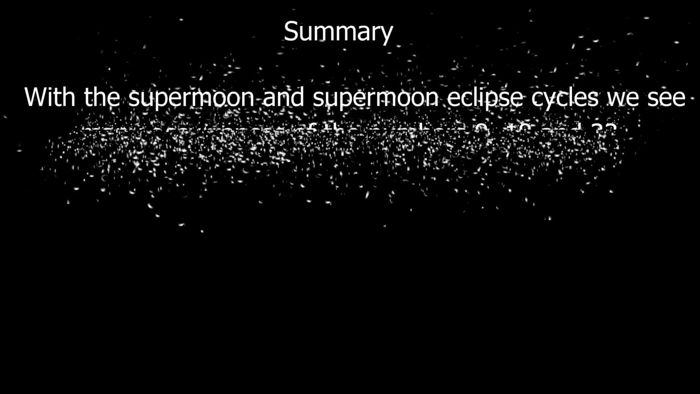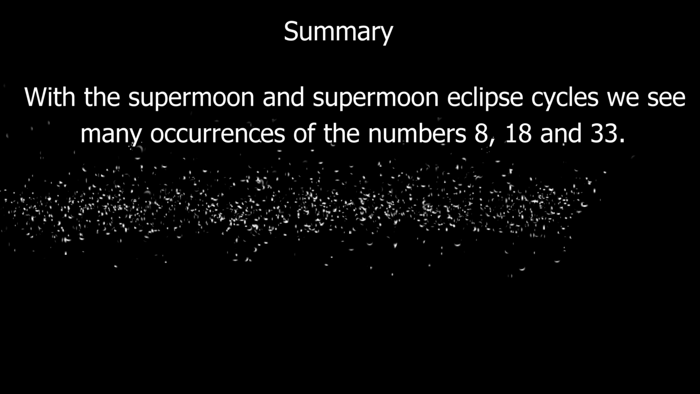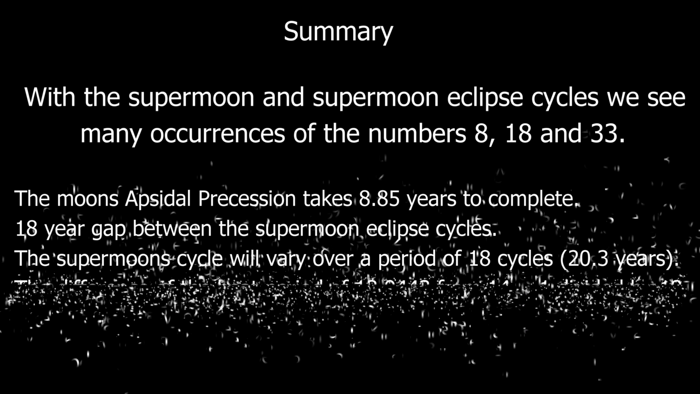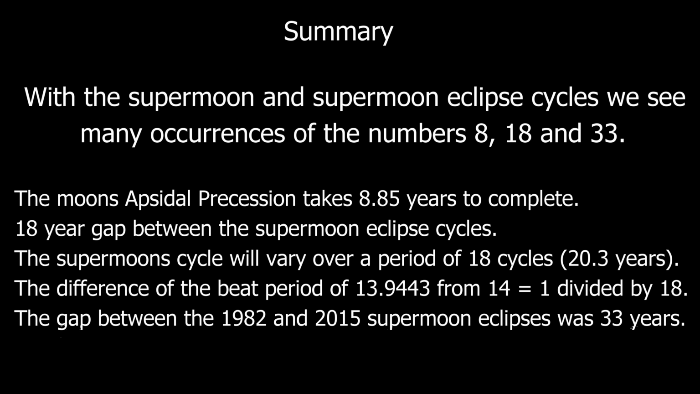The Moon's apsidal precession takes 8.85 years to complete. 18-year gap between the supermoon eclipse cycles. The supermoon's cycle will vary over a period of 18 cycles, 20.3 years. The difference of the beat period of 13.9443 from 14 equals 1 divided by 18. The gap between the 1982 and 2015 supermoon eclipses was 33 years.